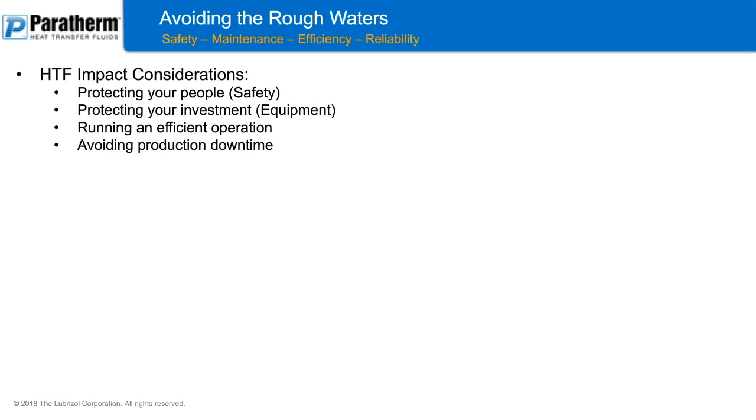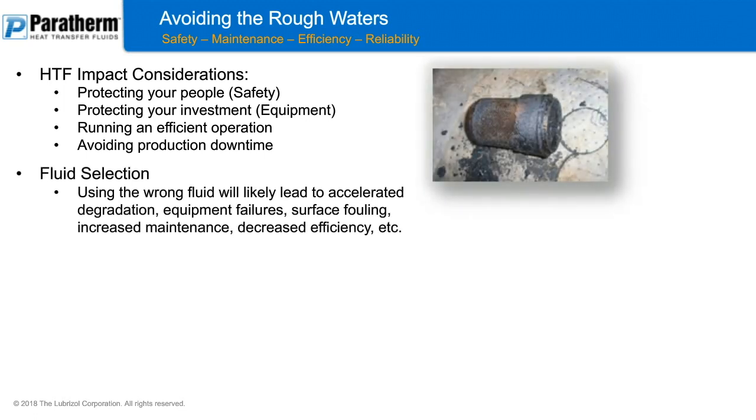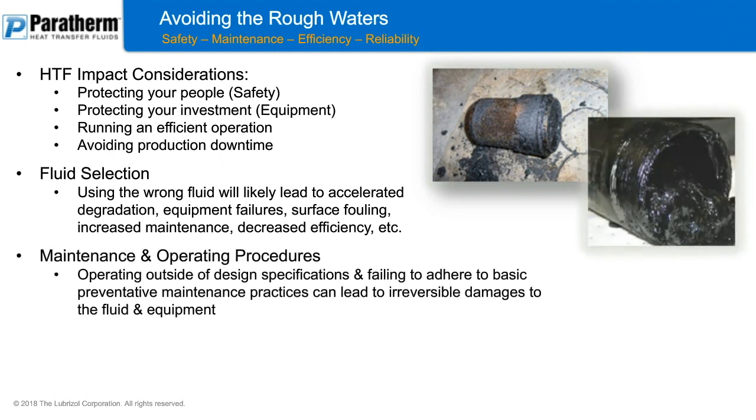So at the end of the day, all of this is here to avoid the rough waters. Protecting your people, protecting your equipment investment, running an efficient operation, and avoiding production downtime. Using the wrong fluid will lead to accelerated degradation, failures, surface fouling, increased maintenance, and decreased efficiency. This is why it's so critical. Operating outside of design specifications and failing to adhere to basic preventive maintenance practices will lead to irreversible damage of the fluid and the equipment.